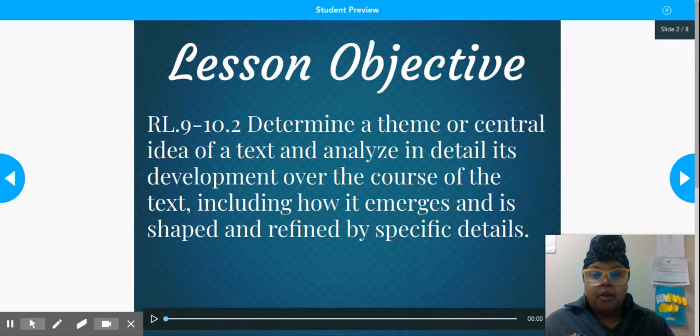Our lesson objective for today is to determine a theme or central idea of a text and analyze in detail its development over the course of the text, including how it emerges and is shaped and refined by specific details.